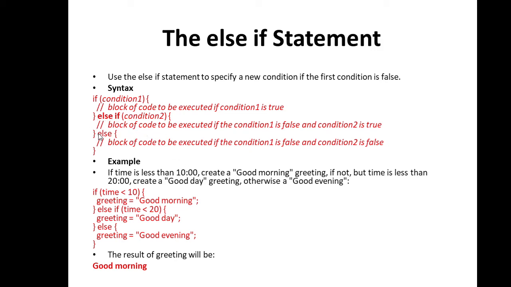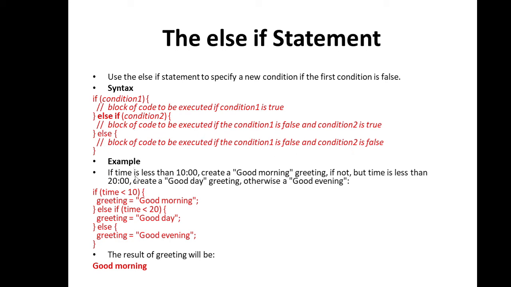We can add another else if we want. If we have another else if here, then that means it will be the block of code to be executed if condition 1 is false and condition 2 is false. So we have the next block, and so on and so forth. Then else is when all of the conditions are false, then we have our else block. So the block of code to be executed if condition 1 is false and condition 2 is false in this syntax.